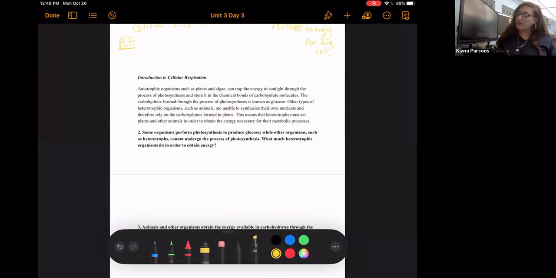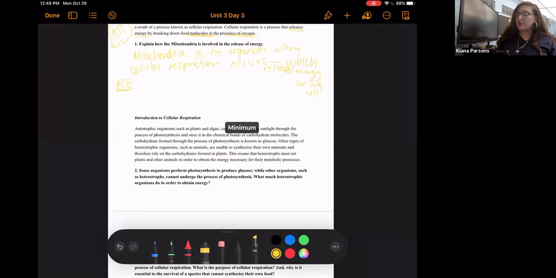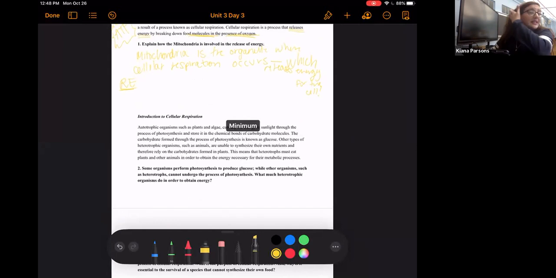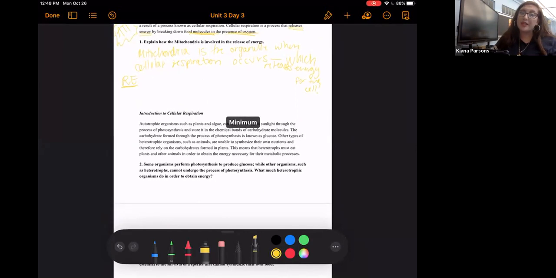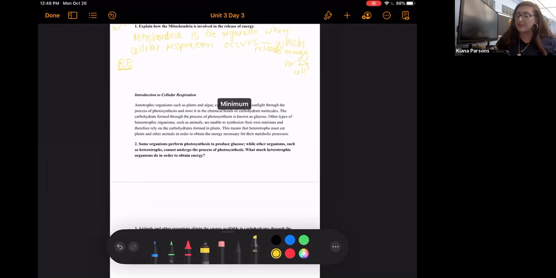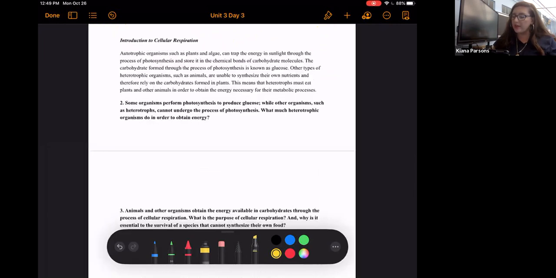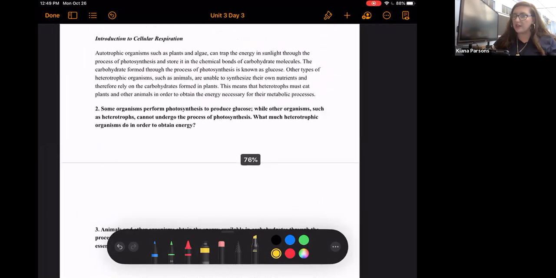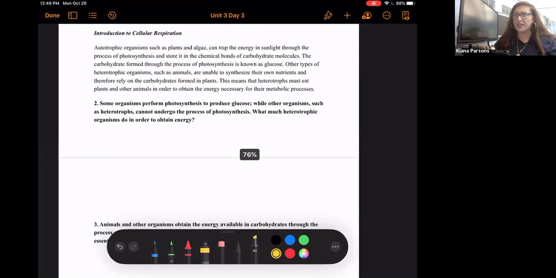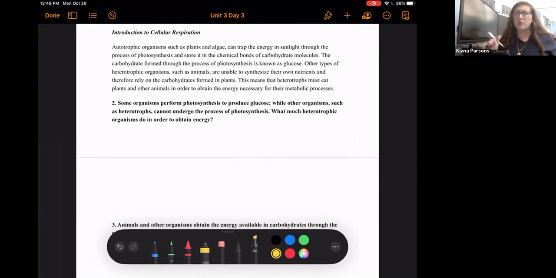Sorry, that looks a little crazy there, but the mitochondria is where cellular respiration happens, and cellular respiration is the process that releases energy by breaking down food molecules in the presence of oxygen. And we're going to talk more about the chemical formula for that reaction during this unit. I think during today's notes, we'll touch on it and we'll expand upon it tomorrow and the following day. So, introduction to cellular respiration.